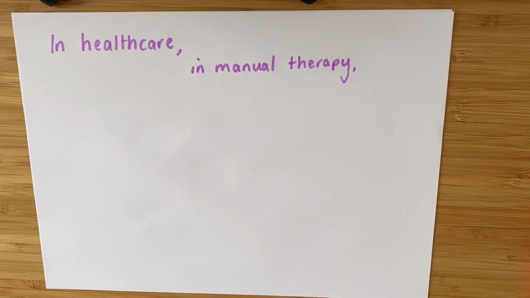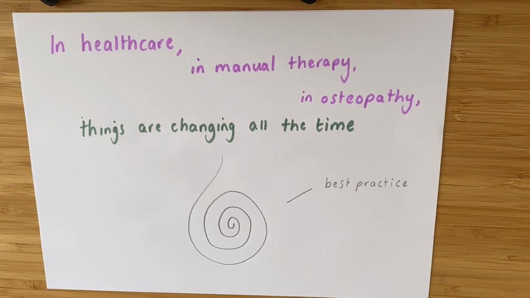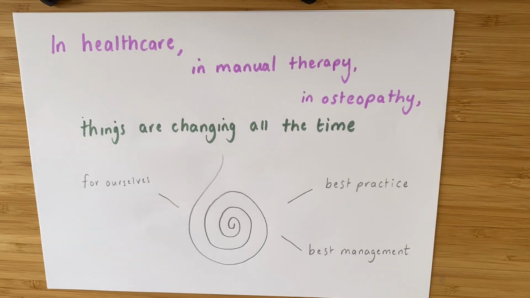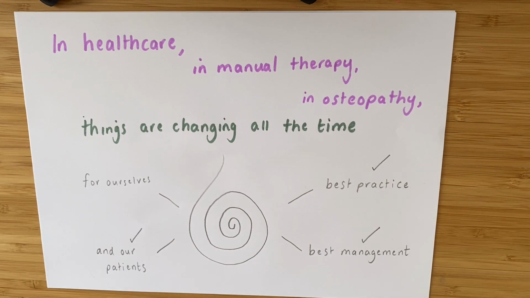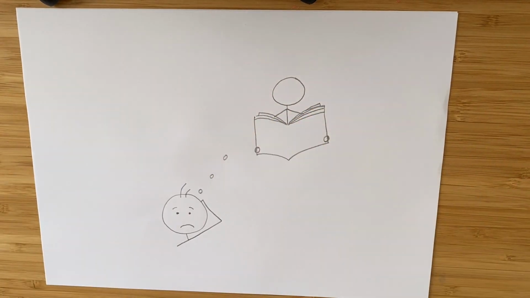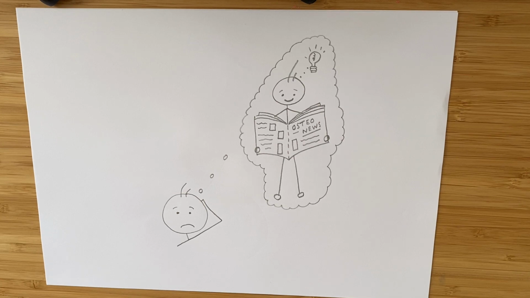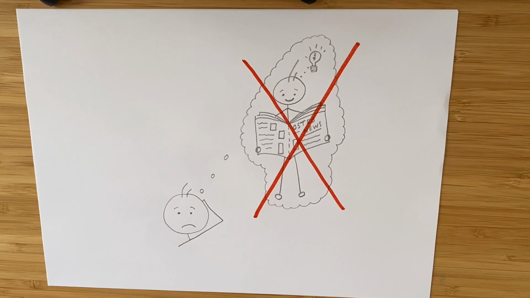In healthcare, in manual therapy, in osteopathy, things are changing all the time. What does best practice look like? Best management for ourselves and for our patients. And we need to keep up with this. Unfortunately, there isn't a daily newspaper that comes out with all the latest research findings, what they mean and what they mean for our clinical practice. This is something that we have to do and keep up with on our own and alongside others.